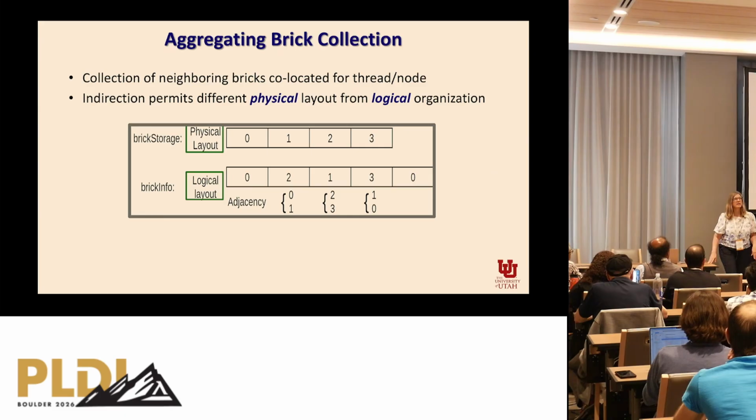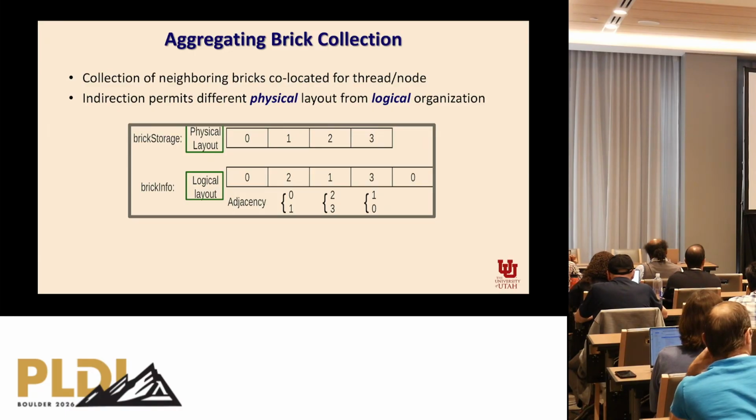OK, and so the abstraction: the bricks are laid out in some order. The abstraction is that I have some indirection that allows me to say where the next brick is. And that means that I can have a physical layout. I talked about the communication. I can have a physical layout that's different from the logical layout and use this indirection just to resolve those things.